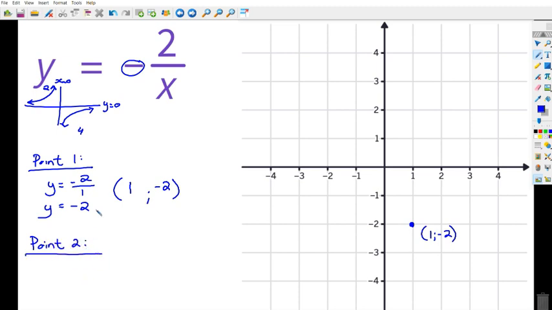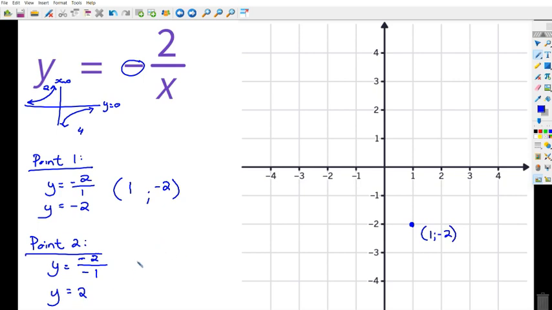Okay, point 2. I'm now going to do the reflection of that 1. What is the reflection of that positive 1? I'm now going to use negative 1. So y is equal to negative 2 over negative 1. Remember, when you're working with a negative, you're working with negative 2 over negative 1, so there are two negatives this time. What is negative 2 divided by negative 1? Positive 2. Fantastic.